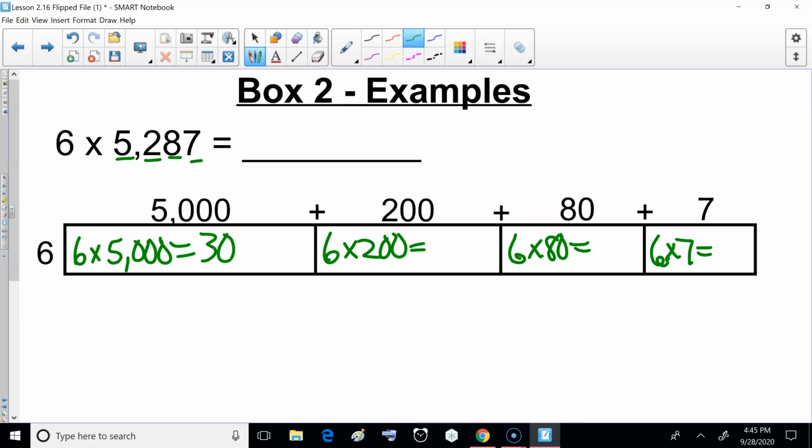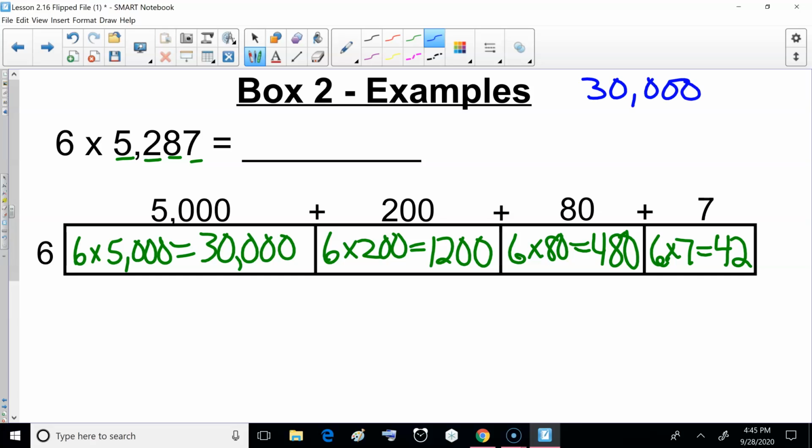Right now, 6 times 5 is 30. That means I have 30 groups of 1,000, so that would be 30,000. We have 6 times 2, our fact is 12, and that's in the hundreds, so we have 1,200. 8 is in the tens place value. 6 times 8 is 48, and 48 times 10 would be 480, and 6 times 7 is 42. So once we have all those numbers laid out, we need to add them all together: 30,000, 1,200, making sure we line up our place values, 480 and 42.